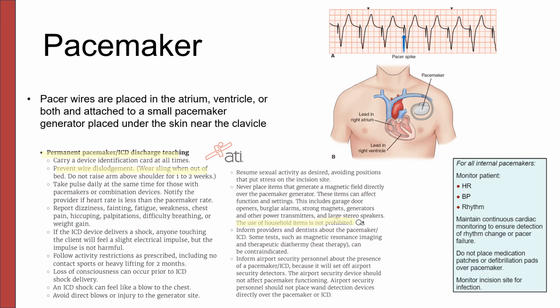Next is a pacemaker. So the pacemaker is also done for bradycardia, for slow heart rate, and this procedure is done in the cath lab. Pacer wires are placed in the atrium, ventricle, or both. It just depends on what the issue is with the patient. It's attached to a small pacemaker that is placed under the skin near the clavicle. So you see in this picture, it is right here, and you can see that from the outside.